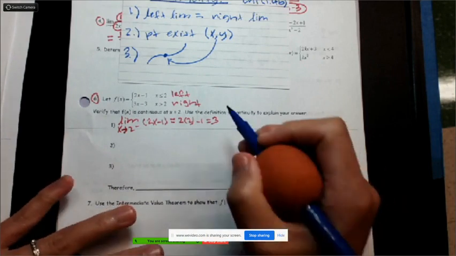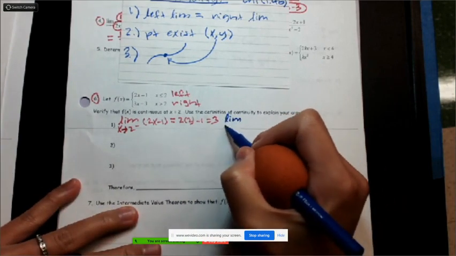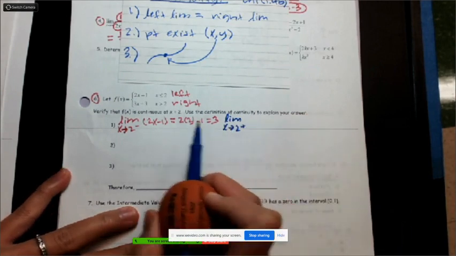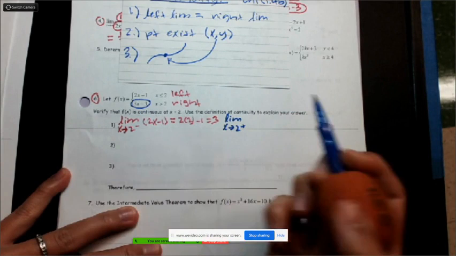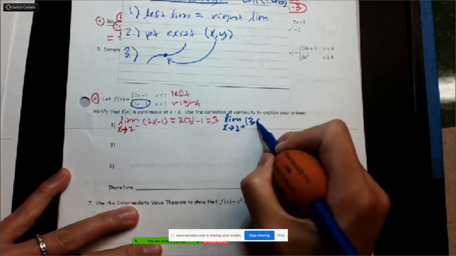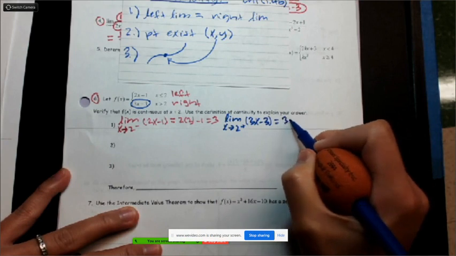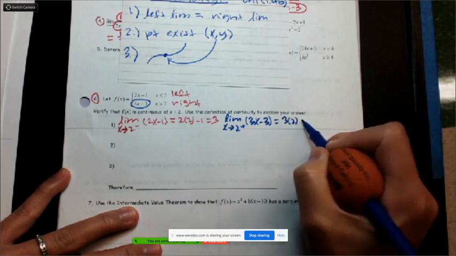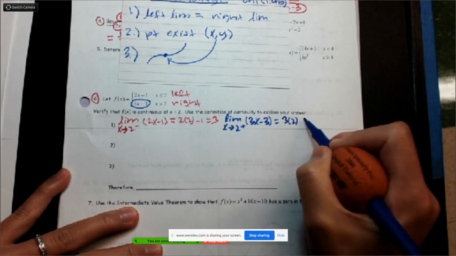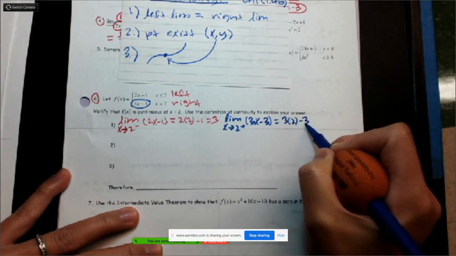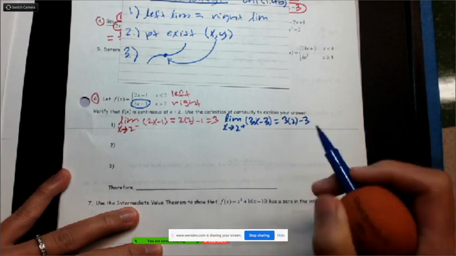So I'm going to change my color. Limit as x approaches 2 from the right side. And it says, if you're on the right side, use this function. And I'm going to write out 3x minus... someone's talking again. Oh dear. 3 times 2, and I have minus 3. What is that number approaching?